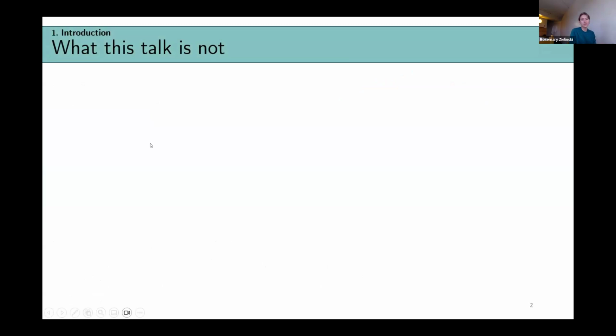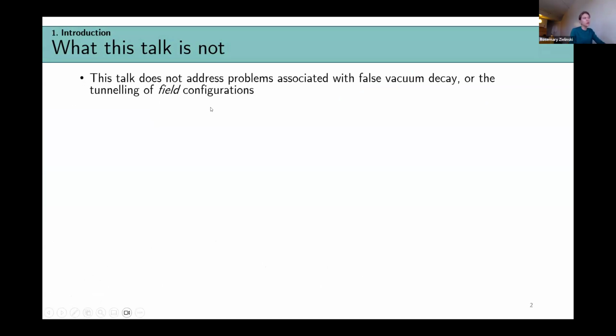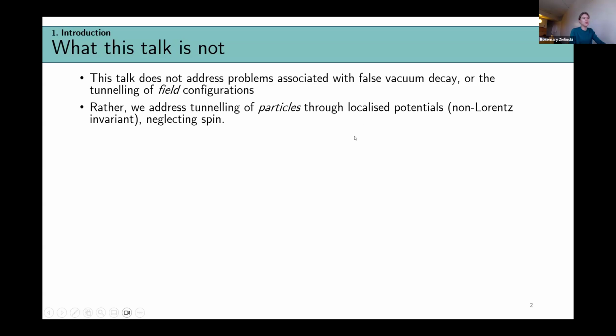But I think given the topic of this seminar series, it's useful to first say what this talk is not. So this talk does not address problems associated with false vacuum decay or the tunneling of field configurations. Rather, what we're looking at is tunneling of particles through localized potentials. By localized, we mean potentials which aren't Lorentz invariant, something like a rectangular barrier or a Coulomb potential, where we keep our theory simple enough such that we can still capture tunneling effects. For this purpose, we neglect spin and just consider a neutral scalar field theory.